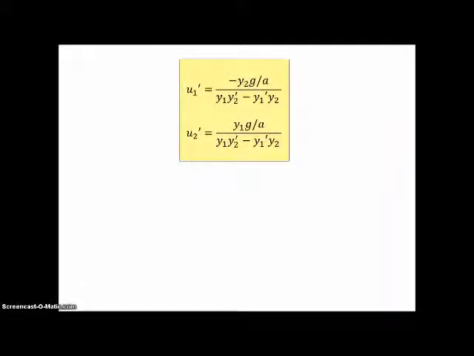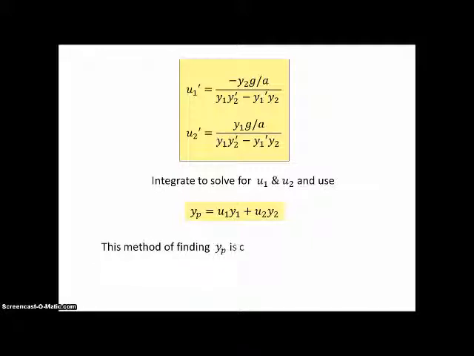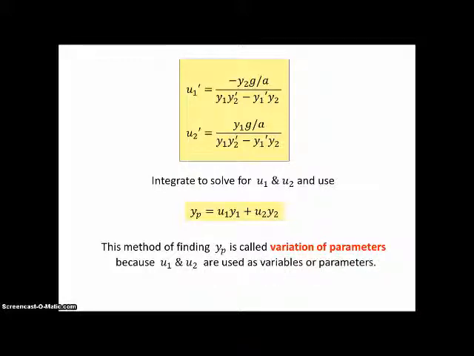So here are the solutions for u1 prime and u2 prime when you solve those simultaneous equations. Notice that they're very similar and that the denominators are in fact identical. Now the next step is to integrate to solve for u1 and u2 and then use the formula that we assumed at the beginning that we derived all this from to write y sub p. This method of finding y sub p is called variation of parameters because u1 and u2 are used as variables, functional variables, or parameters, hence the name.